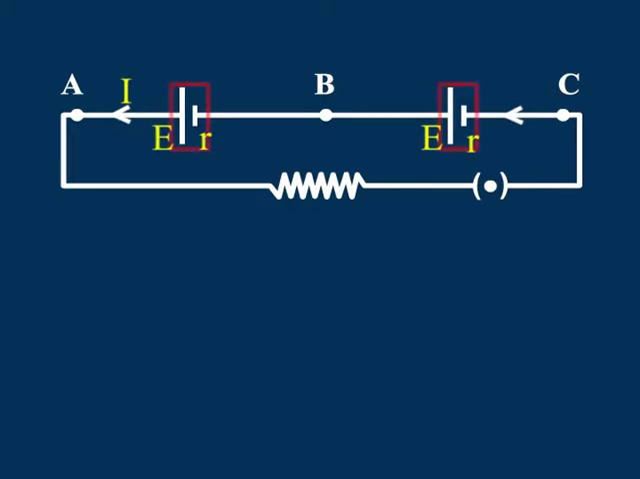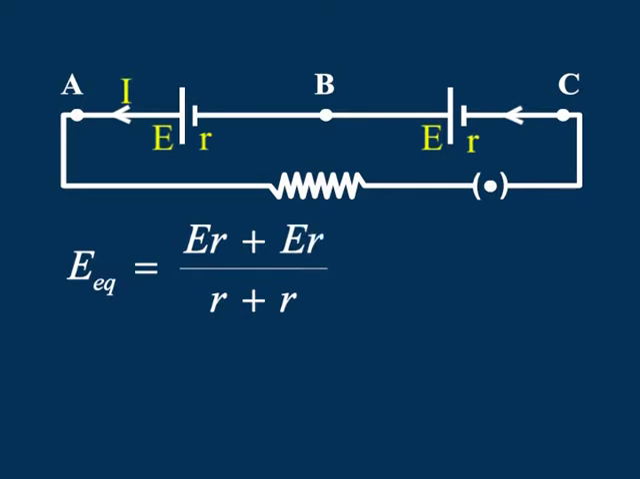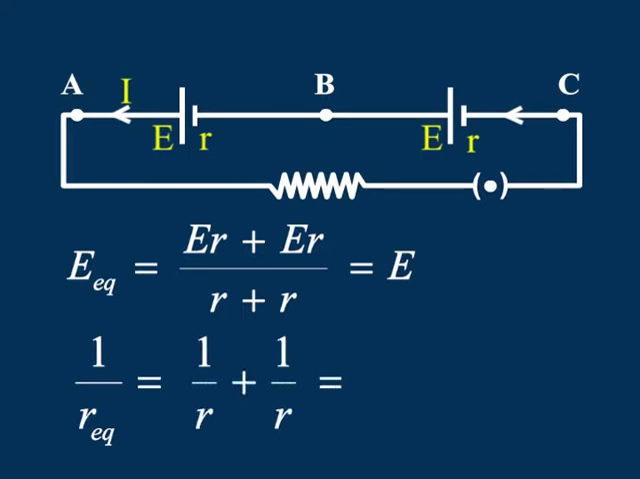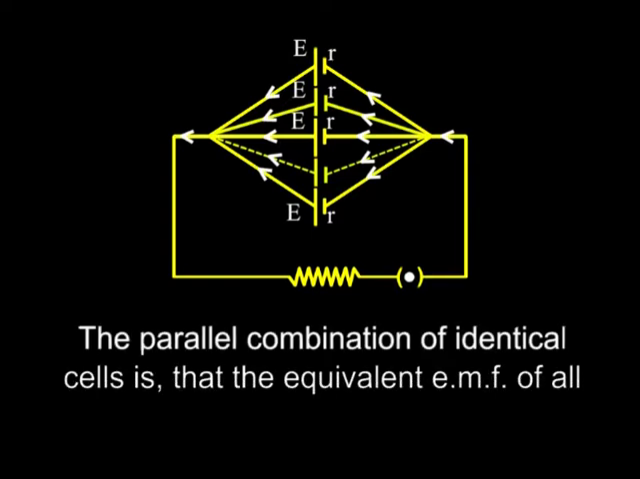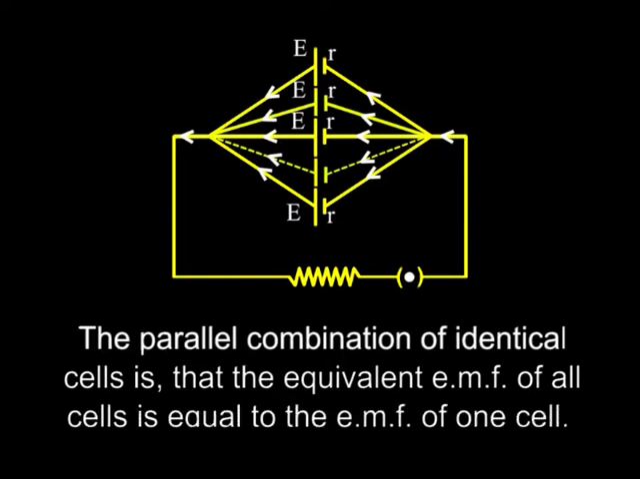And now, if the two cells connected in parallel are of the same EMFs and the same internal resistances, then E equivalent can be written as equal to (ER plus ER) upon (R plus R), which comes out to be equal to E. Also, 1 upon R equivalent is equal to 1 upon R plus 1 upon R, equal to 2 upon R. And an interesting fact about the parallel combination of identical cells is that the equivalent EMF of all cells is equal to the EMF of one cell.